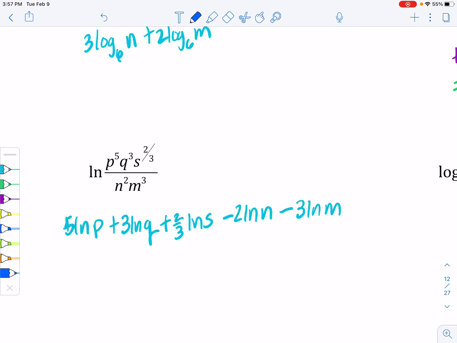You could also choose to write this part as 2 natural log s all divided by 3. This is another equivalent way that you could write this portion, but the rest of it needs to be there. I know this is all expanded because there's no multiplying, dividing, or power in any of the arguments. And that means that I'm done.